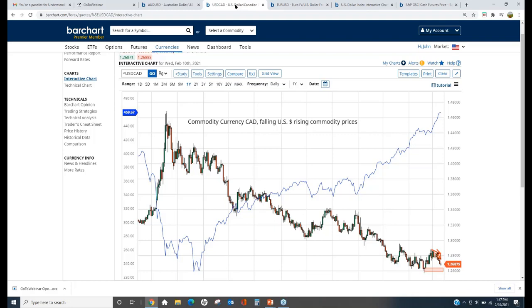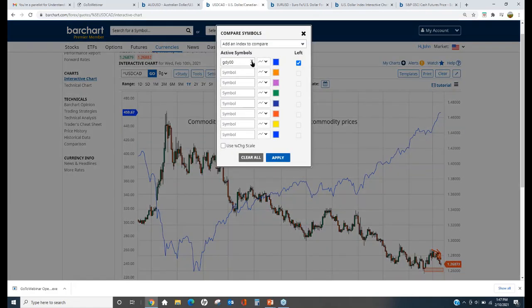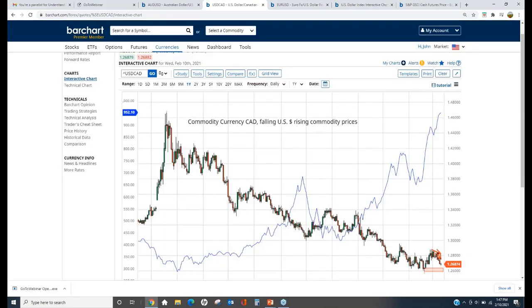But let's think about Canada. Canada, right? It has some commodities more so than others, maybe not a whole basket of commodities. So let's go into the compare. And I'm going to take off the Goldman Sachs, and lumber is definitely one of the commodities that Canada exports. Look at that, right? As the dollar has weakened, so has the rally in price in lumber prices.